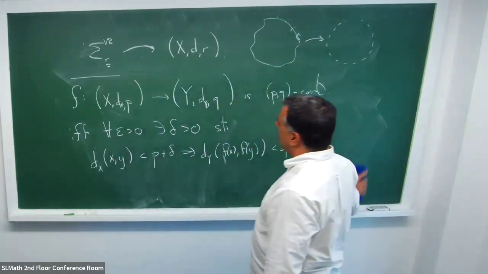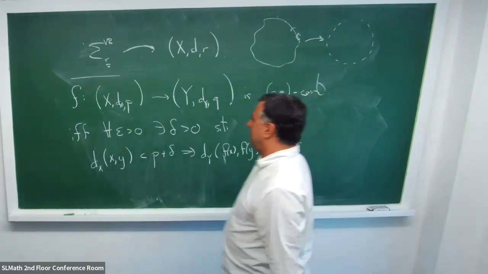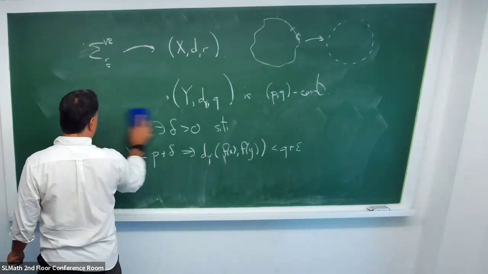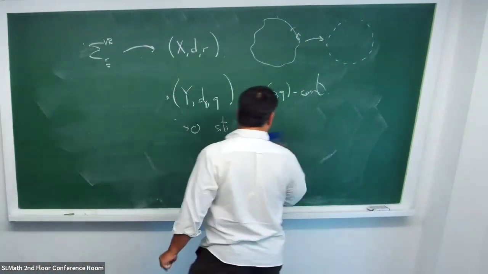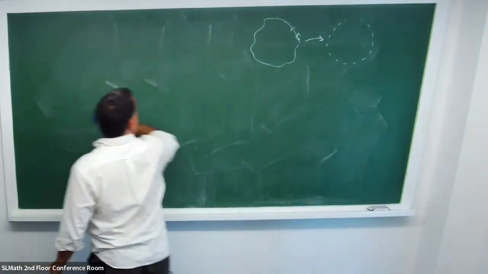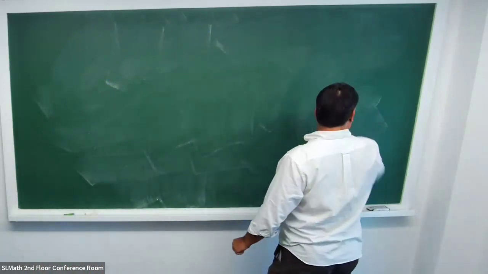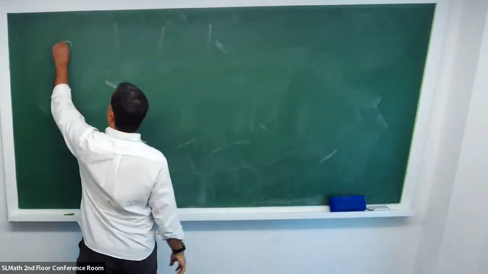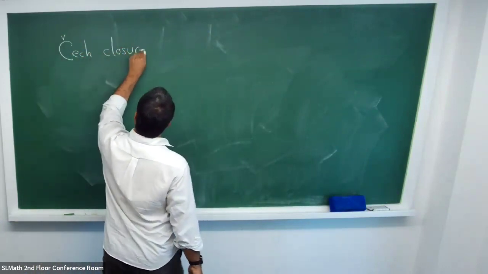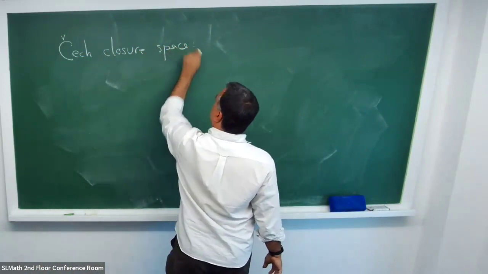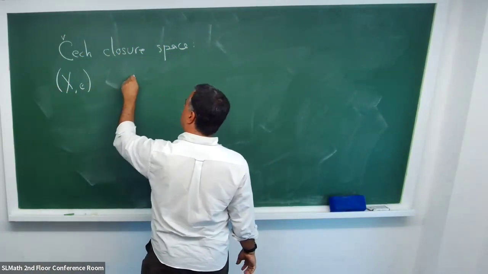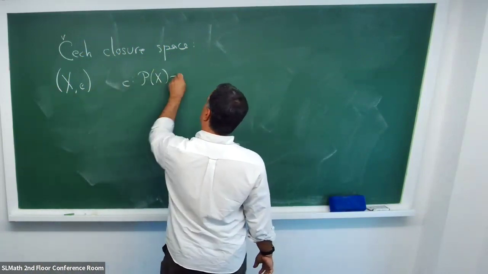Surprisingly, this notion of continuity has not exactly been studied in this form, but is part of continuity of what's called Čech closure spaces. So let me explain what that is. A closure space, Čech closure space, is a pair (X, C), where X is a set and C is a map from the power set to the power set.